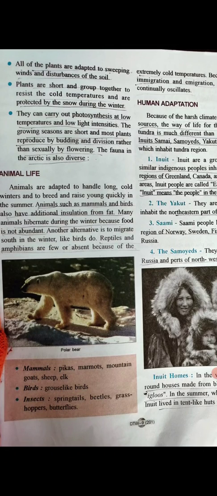These are very short plants, they grow in groups which help them resist the cold temperatures, and they can carry out photosynthesis at very low temperature and low light intensities. The growing seasons are short, so most of the plants reproduce by budding or division rather than sexually flowering. The fauna in the Arctic is also very diverse.